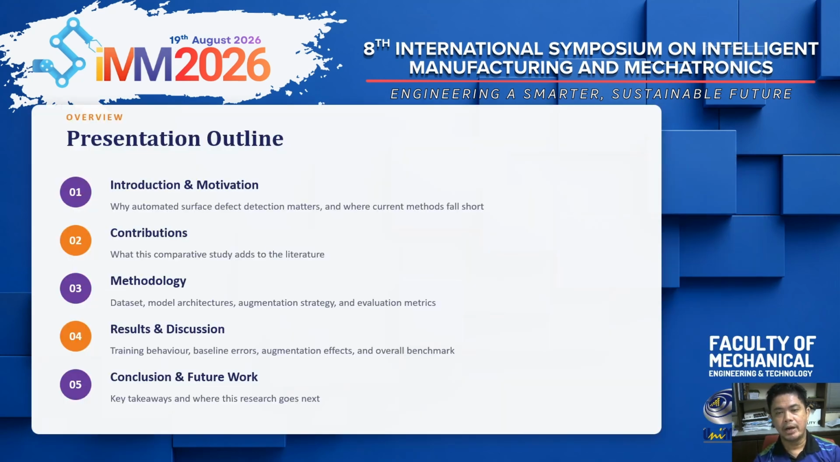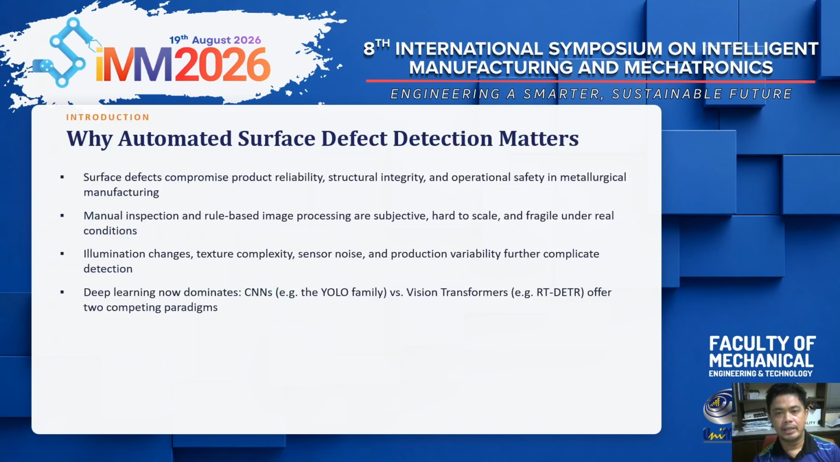Here is the outline of my presentation. First, I will explain the motivation behind this research. Then I will share our contributions, followed by our methodology, results, and finally the conclusion and future work. Let's start with why this research matters.